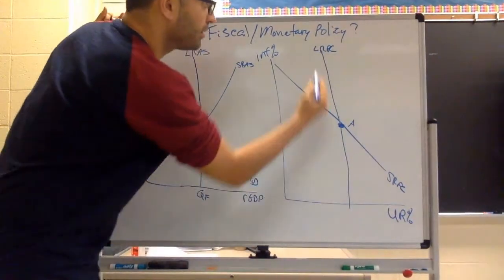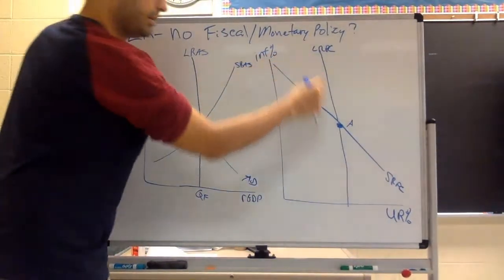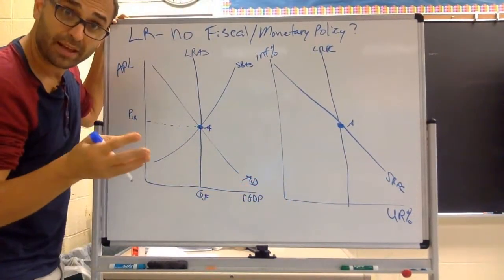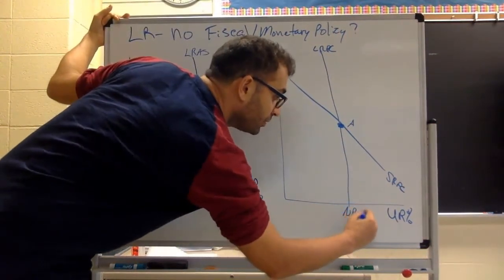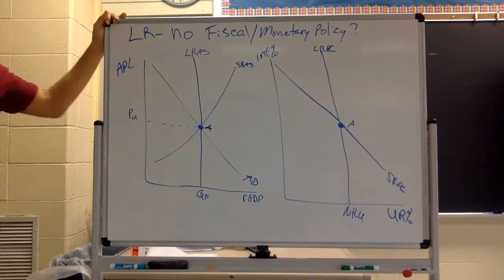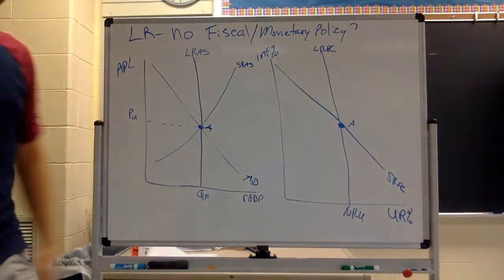And then down here, what do you think I put down here? Well, what's the unemployment rate in the long run? The unemployment rate is about 4.5% to 6%, or you could just put the NRU. Does that make sense? All right. So quantity at full employment is the NRU. So these things are mirrors of each other.